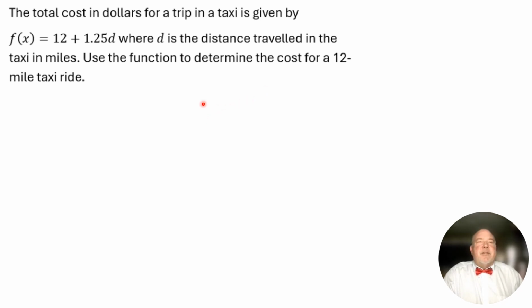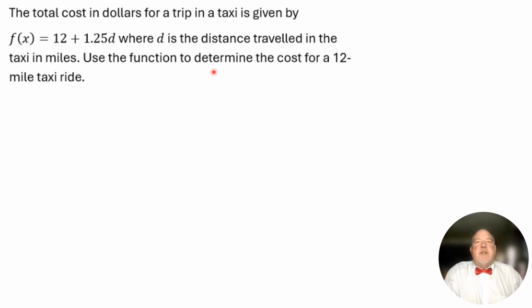All right, so this is a pretty straightforward question. It says the total cost in dollars for a trip in a taxi is given by this function. So f of x represents the total cost of the trip in the taxi, and it says where d is the distance traveled in the taxi. So you take how far you travel and plug it in and use this formula. It gives you the cost.